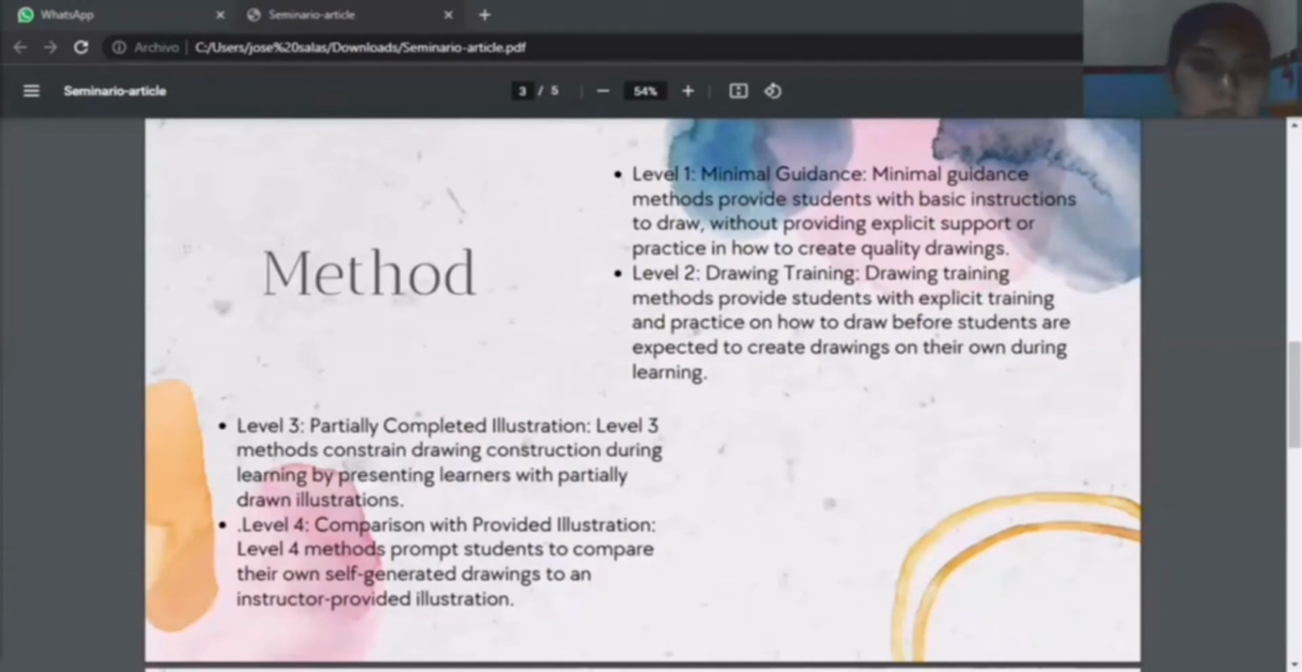As we saw in level 3, students are normally provided with a partial illustration. However, the idea in level 4 is to provide illustrations that are already completed, so students can compare them with their own, and in that way, they can receive feedback about their drawing and the topic.